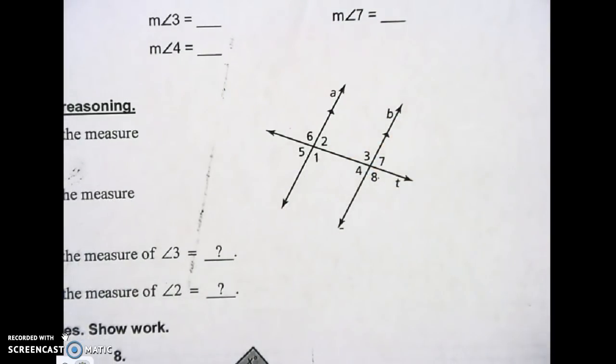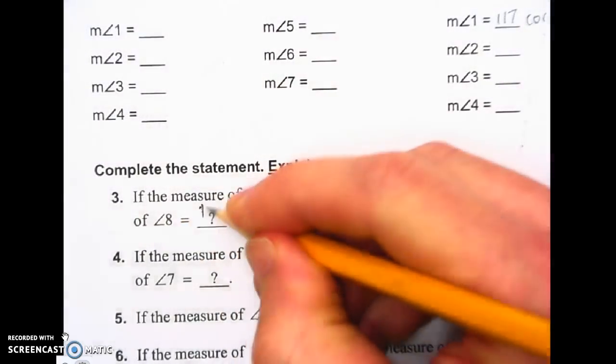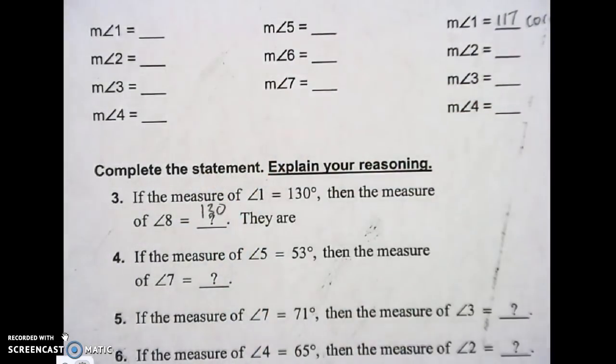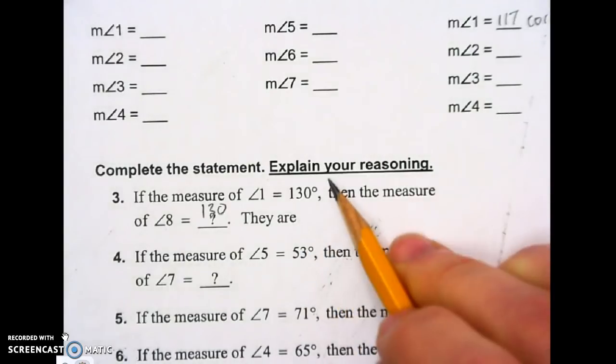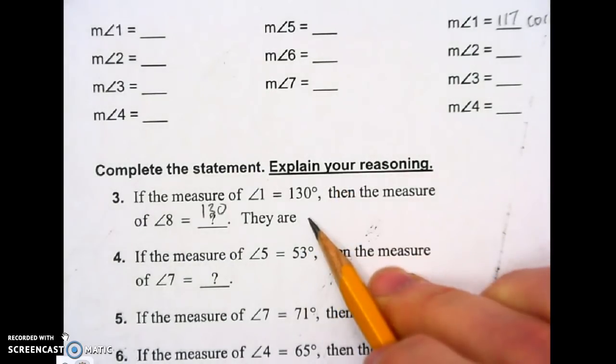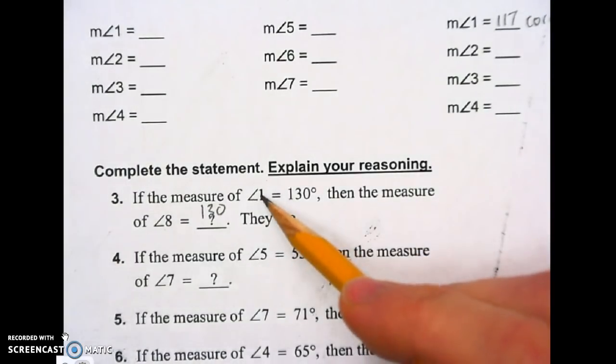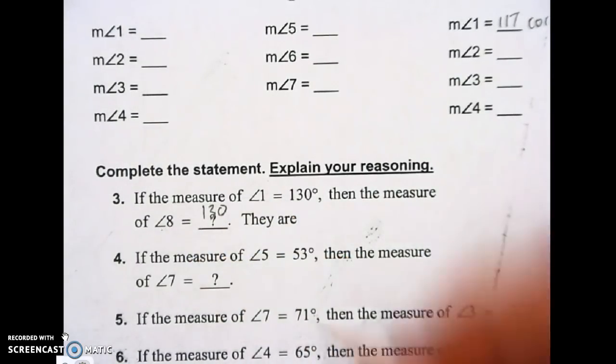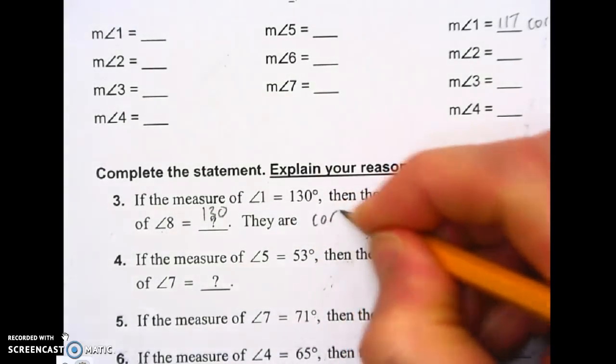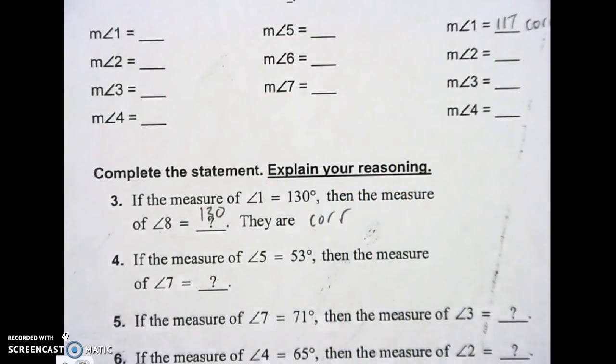Well, those are corresponding angles, so I know it's the same degree. So I put right here 130, and explain my reasoning. I put corresponding. I don't have to say anything else. I don't have to say it corresponds with 1, because we already know we're talking about angle 1 and 8. So I just say corresponding. You could abbreviate it, or you could write out the whole thing if you'd like.